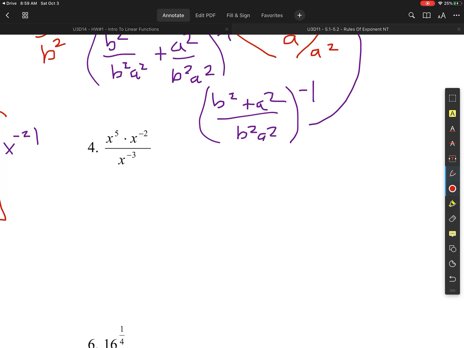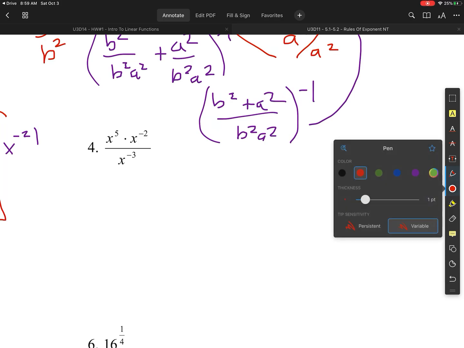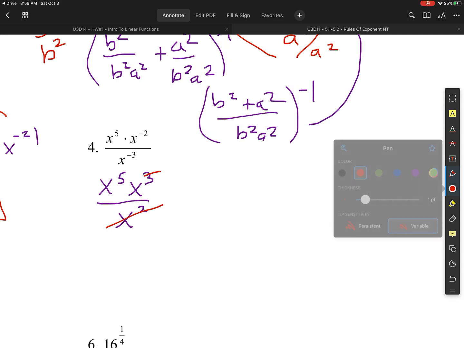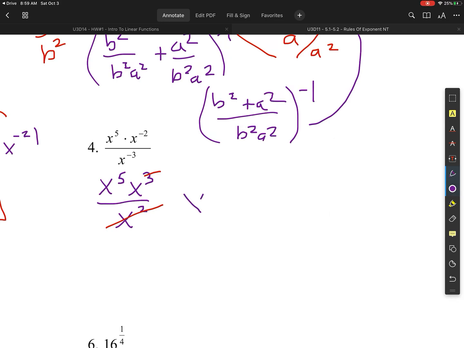Problem 4. Again, I'm not working with negative exponents. I'm moving things around. X to the 5th, I move up the x to the 3rd, I drop down the x squared. I do some canceling. That's gone, that's gone. My final answer is now x to the 6.